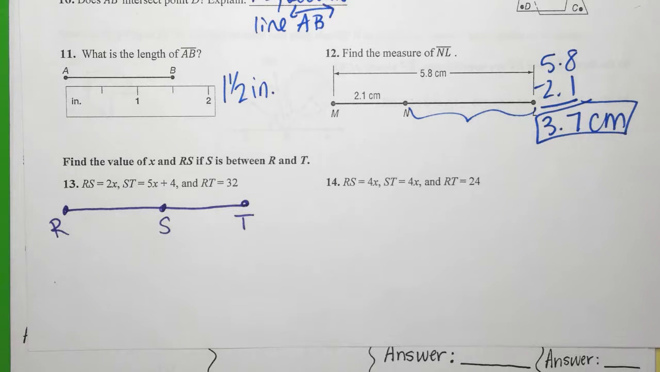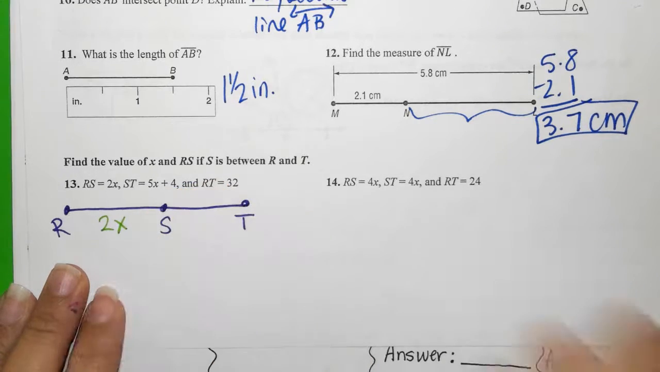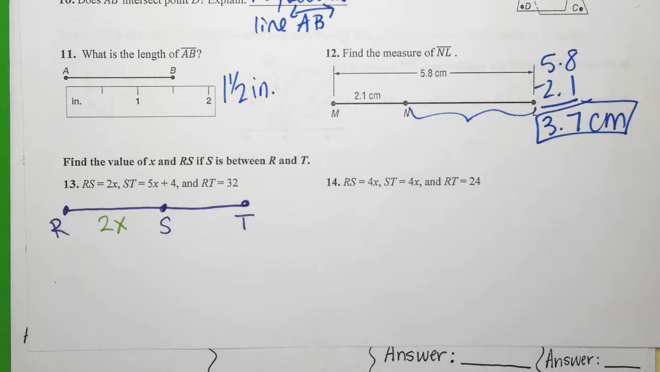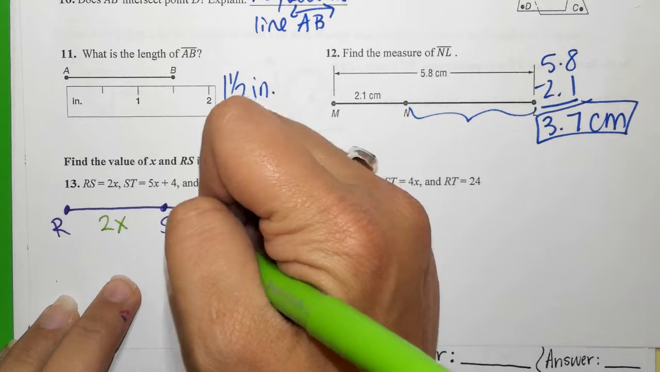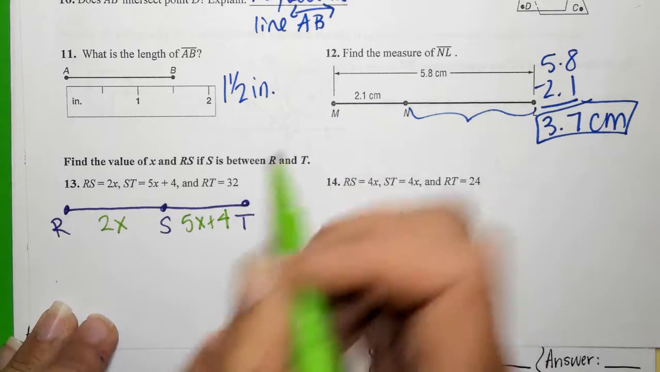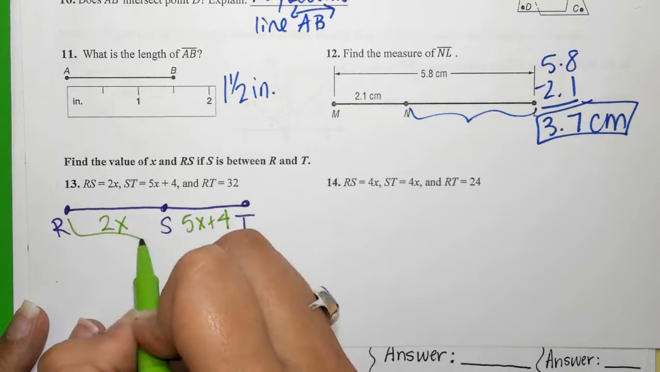Now, do our directions tell us what RS is? It's 2x. And does it tell us what ST is? It's 5x plus 4. And does it tell us what the entire thing is? Yes.